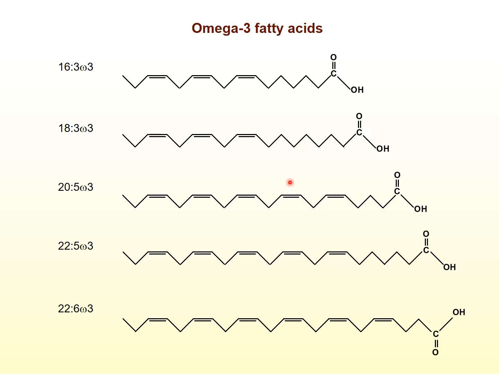Eicosapentaenoic acid, or EPA. We have 5 double bonds. Then here we've increased the number of carbons by 2, but we have the same number of double bonds. So this is docosapentaenoic acid, or DPA. And then here we have docosahexaenoic acid, or DHA. And there are 6 double bonds. So we've extended the double bond on this side of DPA.